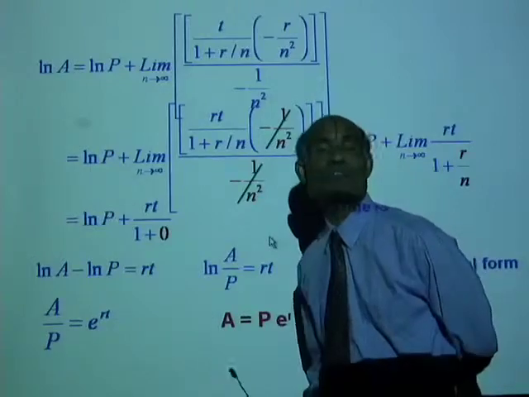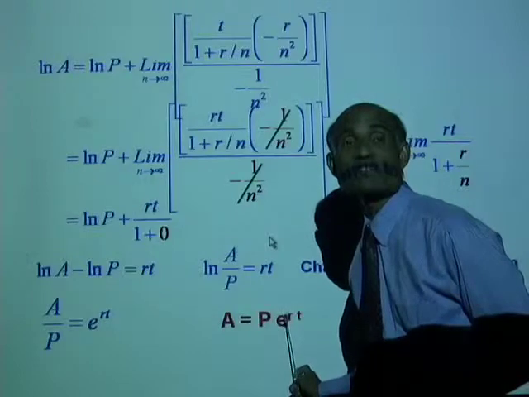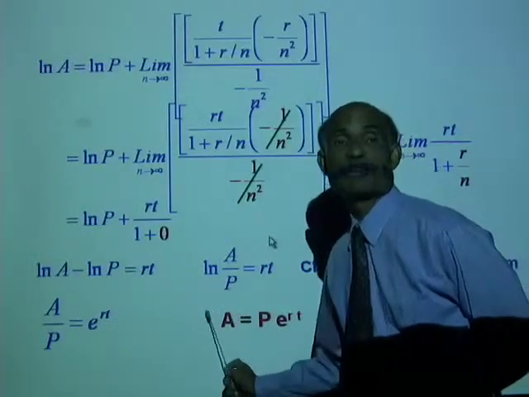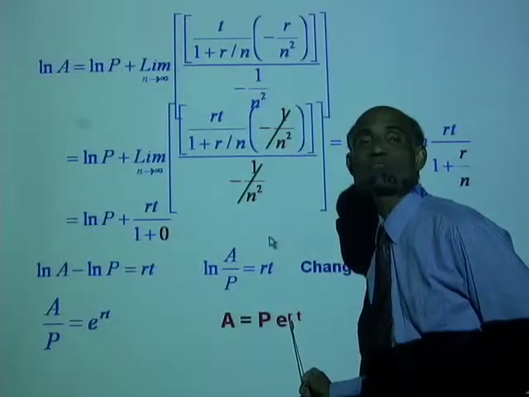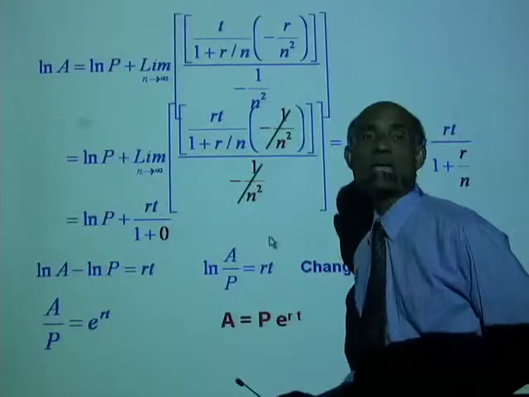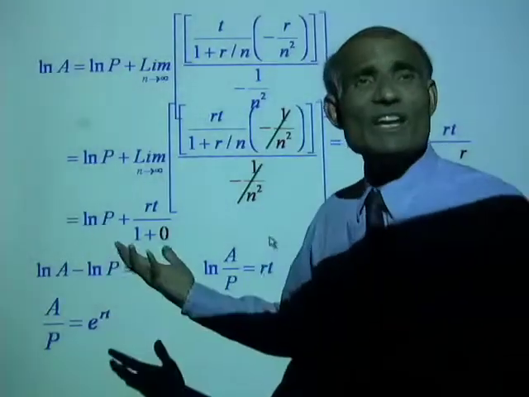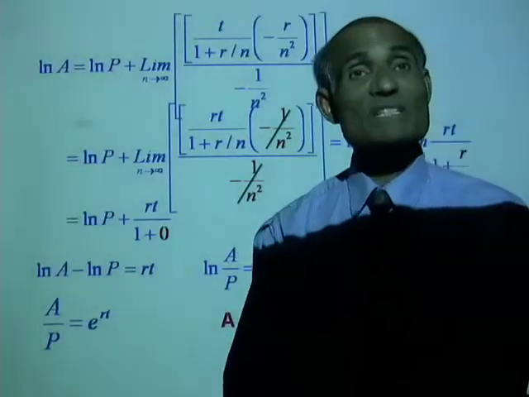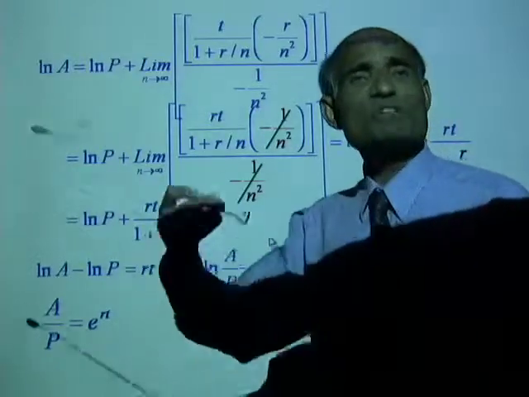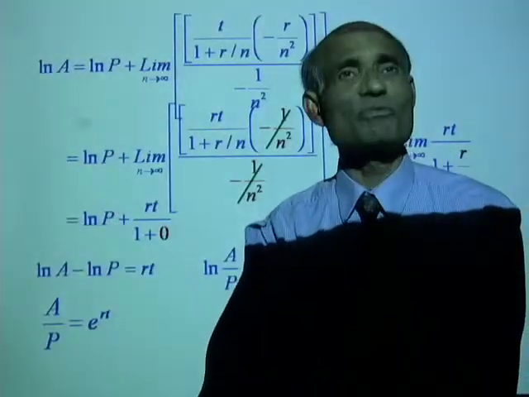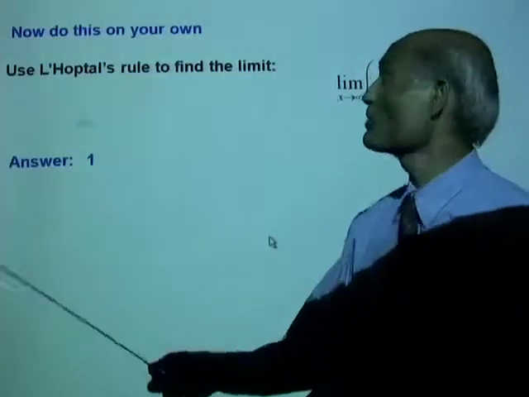We have solved for A, and we got the expression for when interest is calculated continuously, the amount of money invested for a period of T years at an interest rate of R will be A equal to P e to the power of RT. Now this is a very interesting and an important type of problem. I want you to go back and maybe try some of these steps on your own. Alright? Okay, now try and do this on your own.